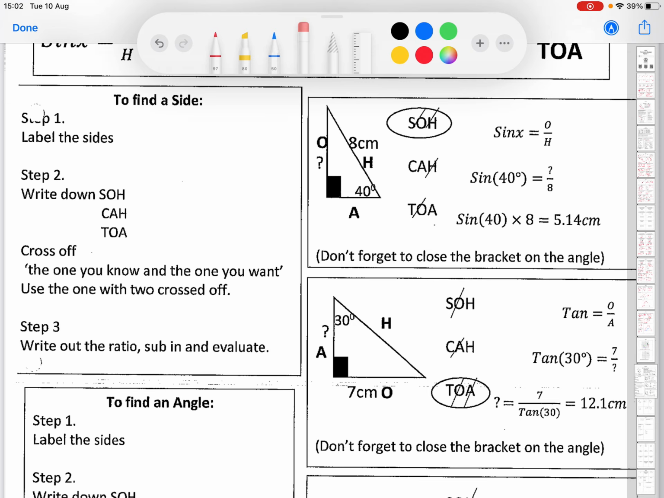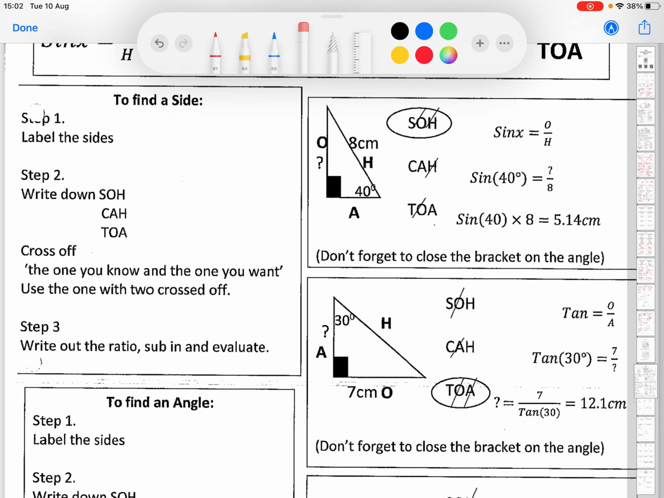So for example, if we've got this one, we've got the two that we want. You can either label all the sides, or I will probably just label the two. So you've got here O, A and H. O is opposite your angle. So you don't need A at all. So you're going to cross off O and H in all of them. So O and H, that means you're using SOH because you've crossed off two. So you know sine of the angle is O over H because SOH.